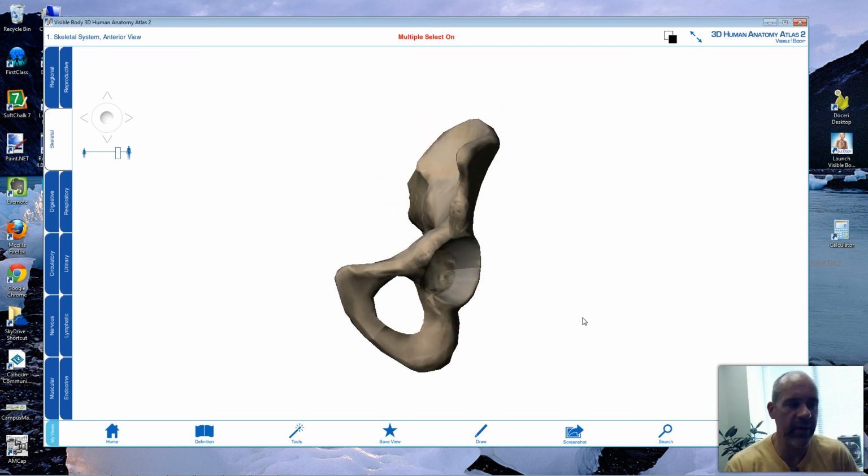So I think that covers the os coxae pretty well for you. Next, we're going to be moving on to the bones of the legs.